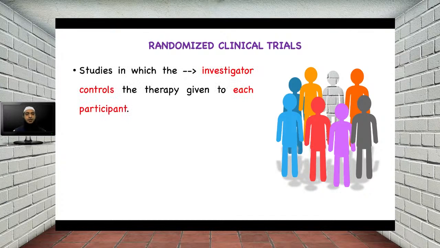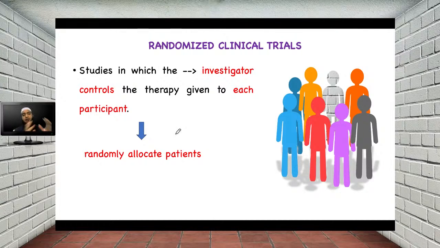It is the study in which the investigator controls the therapy given to each participant. The participant is most of the time not aware of what treatment is given. So it is called a randomized clinical trial. This treatment protocol is completely controlled by the investigator. When he has to give treatment to the participants, he will randomly allocate patients to different types of treatment.